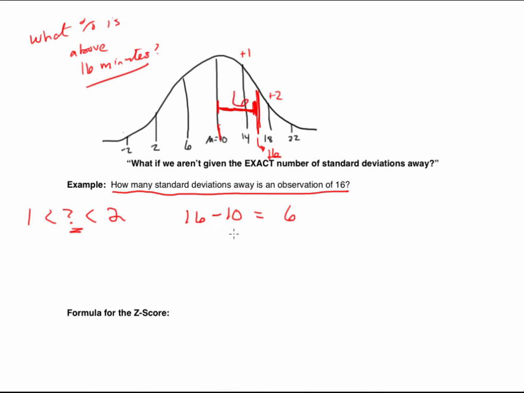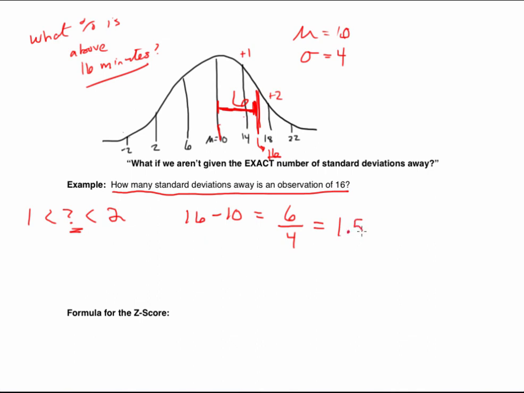I know it's not going to be an even number of standard deviations because my mean was 10 and my standard deviation was 4. If I was 4 away, I would be 1 standard deviation. If I was 8 away, I was at 2 standard deviations. So what I can do is take this value of 6 and divide it by the size of the standard deviation. I first figure out how far away it is, then I divide by the size of the standard deviation. 6 divided by 4 gives you 1.5.